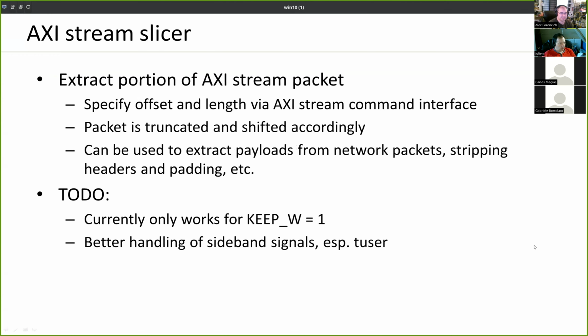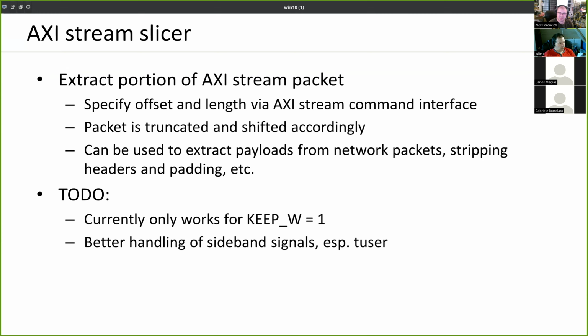The other module I've been working on is the AXI Stream Slicer. The idea with this is you can specify a length and an offset via this AXI Stream command interface, and then it will accept a packet on the main input interface, and it'll truncate and shift the data in that packet accordingly. So you can use this to, for example, extract payloads from network packets, to strip off headers and padding, things of that nature. Unfortunately, right now it only works for a single byte wide interface. I need to do some additional work to get it to reshuffle things appropriately when you're using wider interfaces.